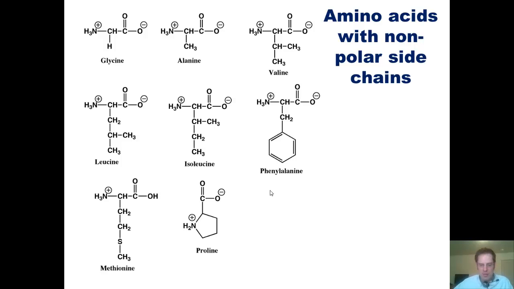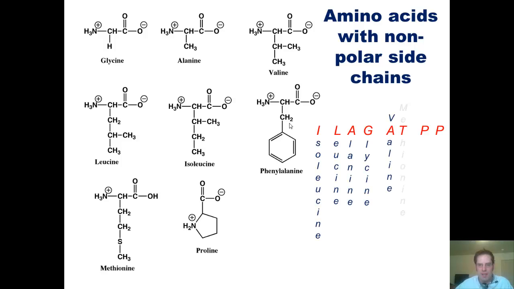For example, I can remember the names of all the amino acids that have nonpolar side chains, these ones shown on this slide, by remembering the acronym phrase, "I lag at PP." Isoleucine, leucine, alanine, glycine, valine, methionine, phenylalanine, and proline. I lag at PP. Now, I understand this might sound borderline vulgar, but the fact is, vulgarity is usually really hard to forget.